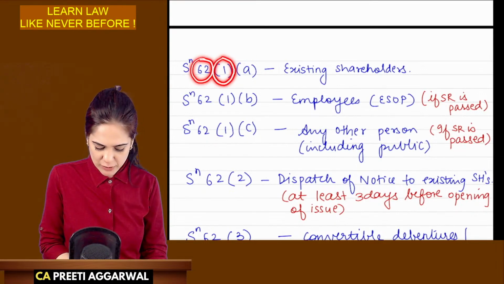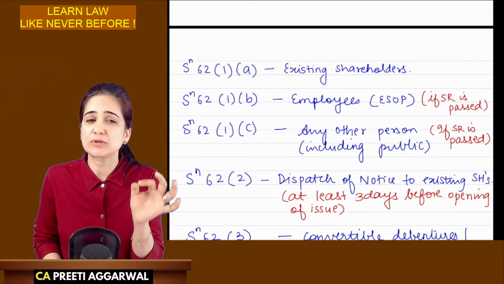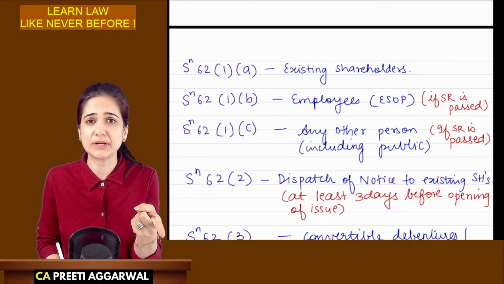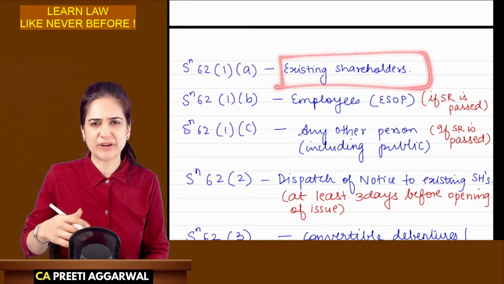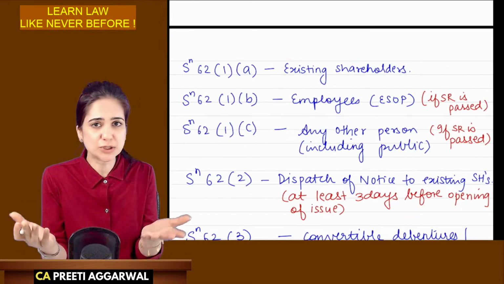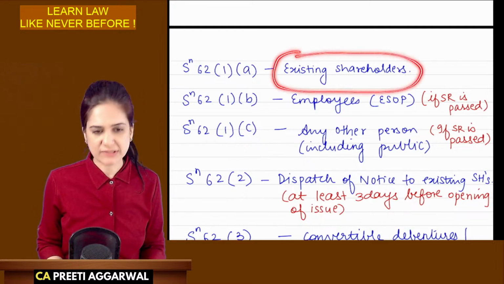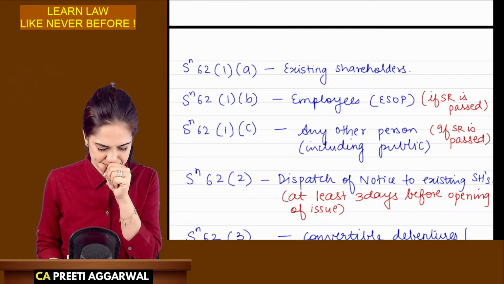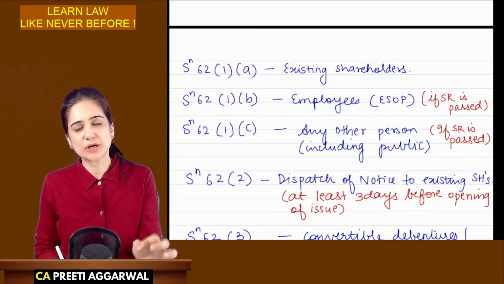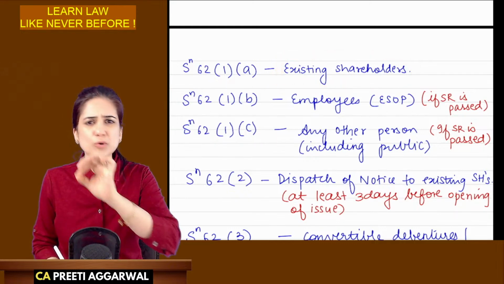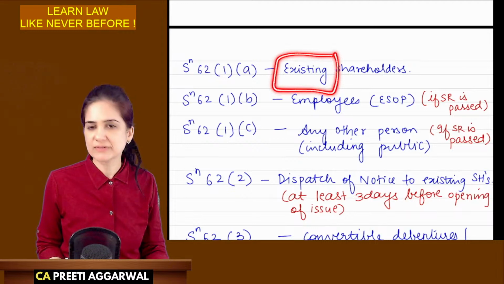Section 62, subsection 1, clause A says that further issue must be to the existing shareholders. Existing shareholders have a preemptive right. Preemptive means they have priority. It is mentioned in the act that whenever the company is planning to go for further issue of equity shares, they have to offer the securities to the existing shareholders first. That is the normal procedure. You have to offer the shares to the existing shareholders.